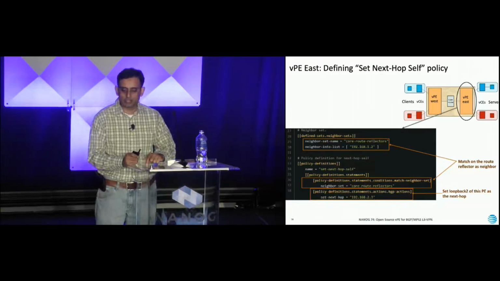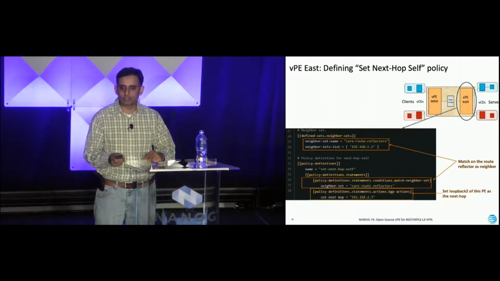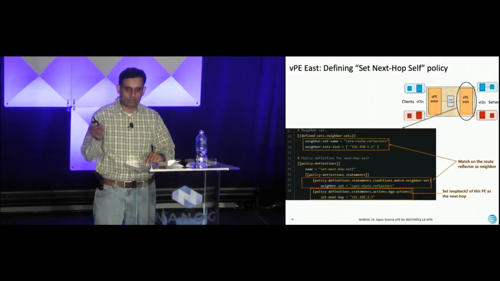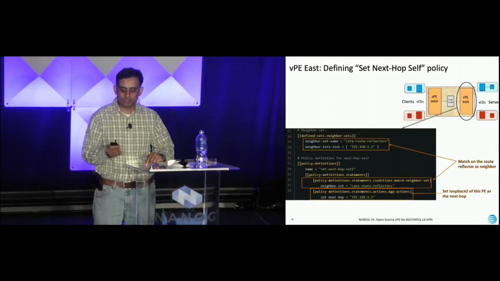This slide has details of how the next hop self policy works. At the top is the set of routers for which we want to apply the export policy. In this particular case, the route reflector is the only router that we care about in our small ISP. And then the next set of commands show that when routes go to the core router, you attach loopback 2 of this PE as the next hop before sending the routes out. So this is how the next hop self policy is realized in GoBGP configuration.